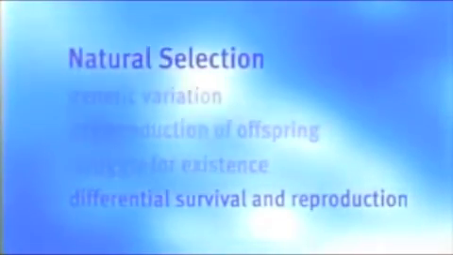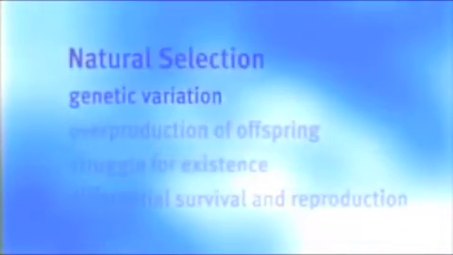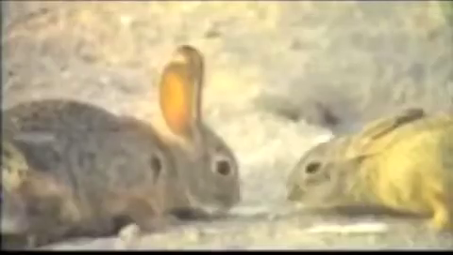First, genetic variation. Individuals within a species vary from one to the other. For evolution to work by natural selection, the characteristics that give an individual an advantage in a certain environment have to be passed on from one generation to the next.